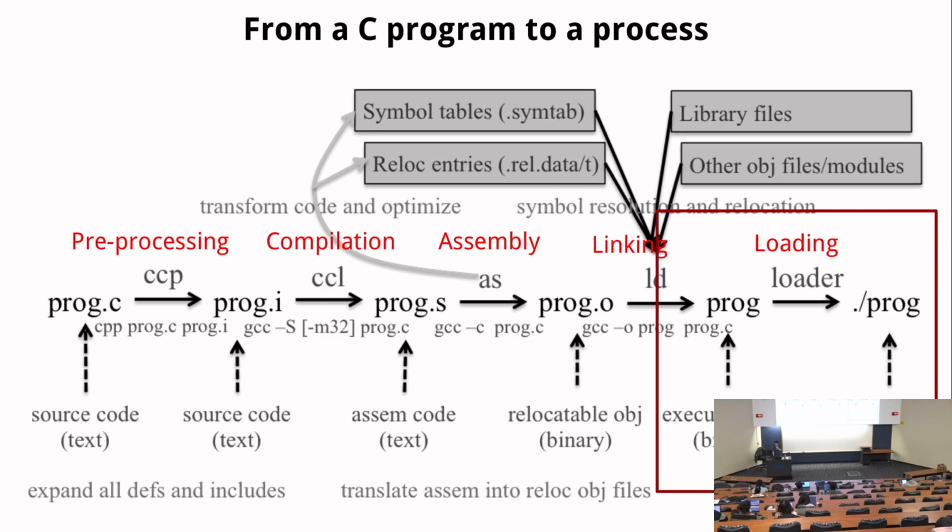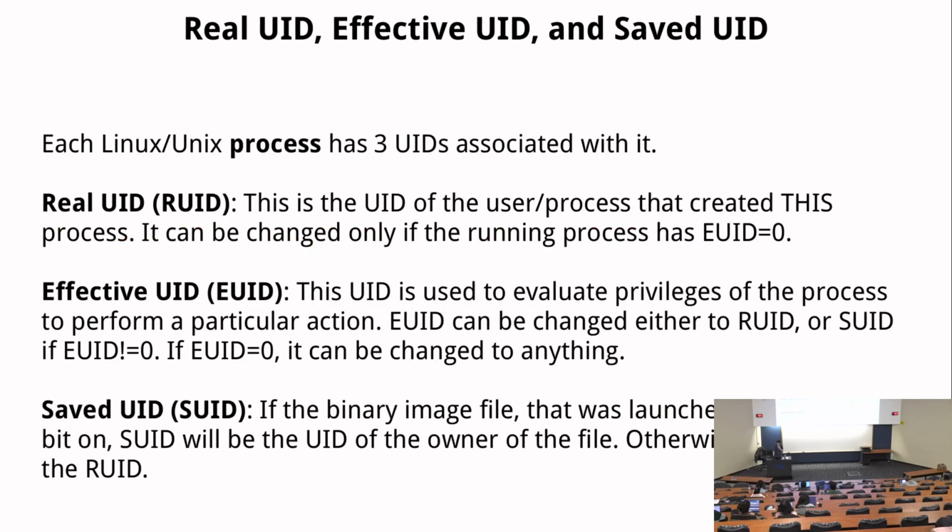So next we will talk a little bit about what a set UID program is on Linux or Unix systems. We have a special permission for programs. That's called the set UID programs. We talked about this a little bit last class. Every Linux or Unix process has 3 user IDs associated with it. One is called the real ID. This is the ID of the user or process that created this process.